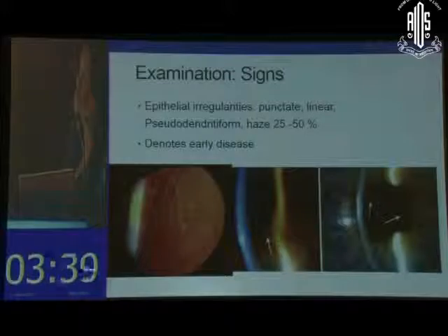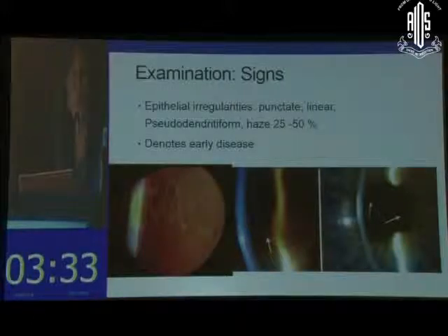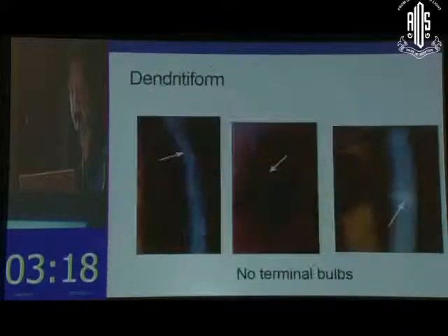I'm sure if we see cases such as this in our clinics, we would never say this is acanthamoeba keratitis. We will probably diagnose this as herpetic keratitis. But this is how it looks in the early stages. There may be epithelial irregularities, which could be punctate or linear, pseudodendritic-form lesions, and haze may be there in 25 to 50% of the cases. And this denotes early disease.